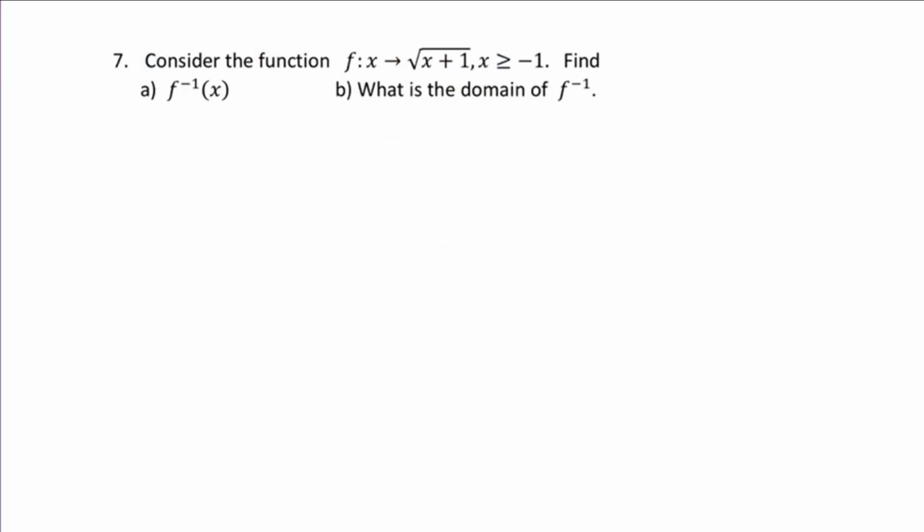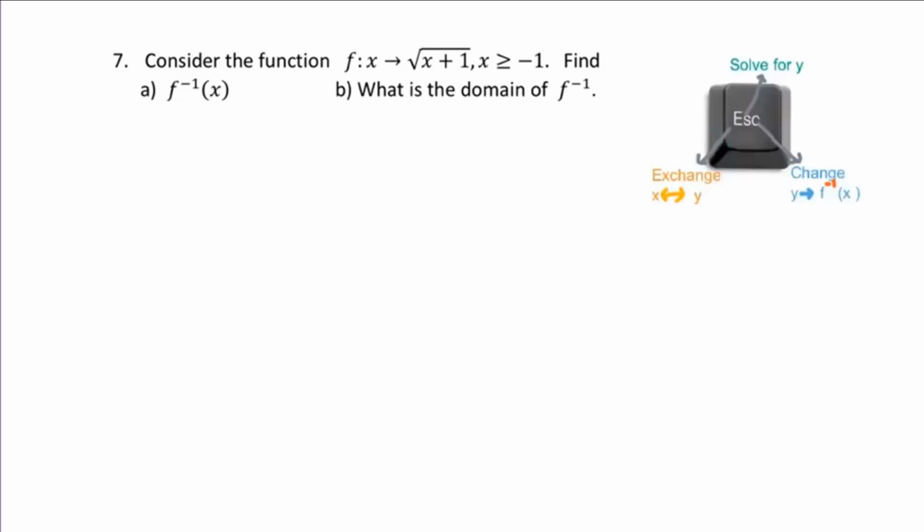For number 7, consider the function f of x is the square root of x plus 1, x greater than or equal to -1. Find the inverse function of f of x. So we got to use this escape button. First step, exchange x and y. For this f, we count it as y. So we got x equals square root of y plus 1.